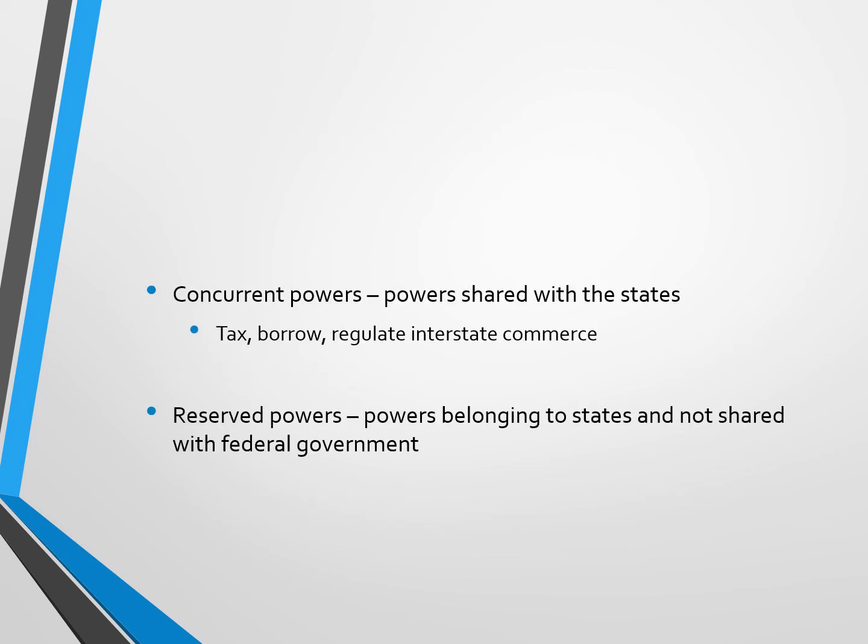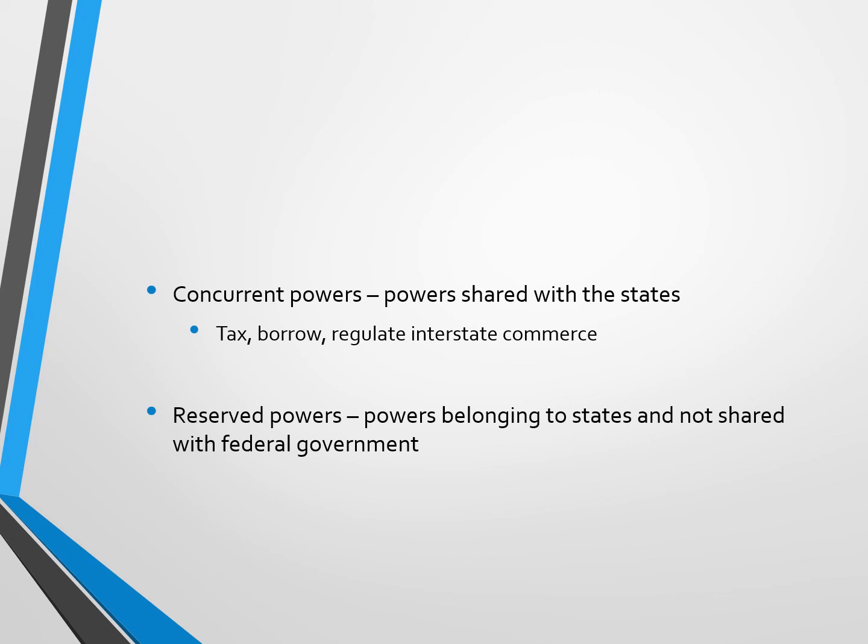Now, these concurrent powers are the powers that are shared with the states. Some of these powers that are shared with the states are the ability to tax. Some states have state income taxes. We in Texas don't. Others are to borrow money and to regulate interstate commerce. Now, if they're only for the states, those are called reserved powers. These powers belong only to the states and are not shared with the federal government at all. So they're reserved for the states.